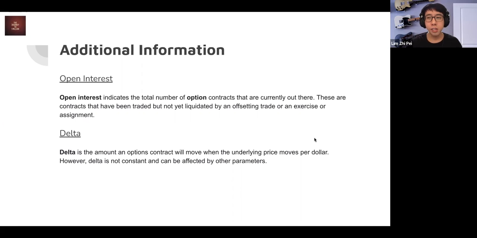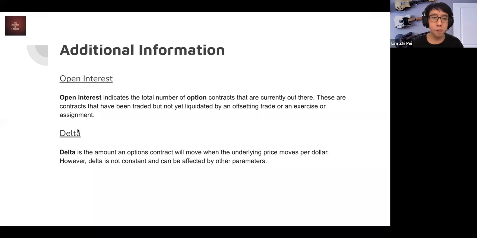So additional information here, which I think I have touched a bit on in part one, is regarding open interest. Open interest indicates the total number of options contracts that are currently out there. These are the contracts that have been traded but not yet liquidated by an offsetting trade. So it means that it is an open trade where they are looking for either the buyer or the seller to make this contract to close up the loop of the contract. So if the open interest is high, it means that you have a high chance of closing the loop if you want to buy or sell the options contract.